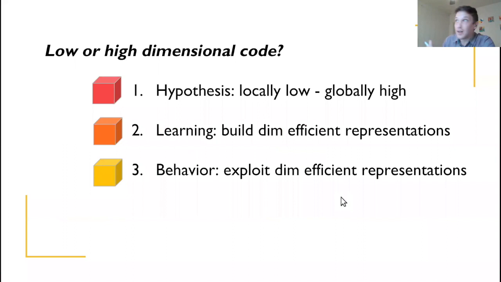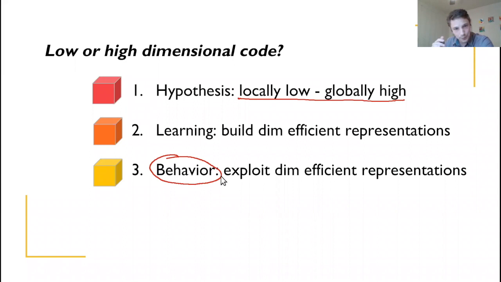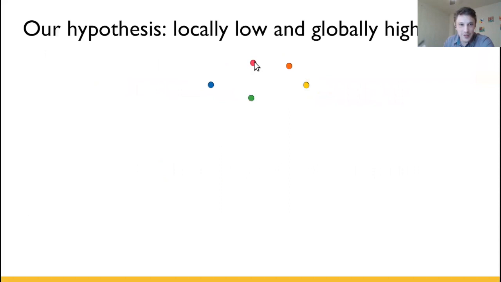Okay, on to the third and last part of my talk, that has to do with behavior. So the second part was just a proof of concept of why learning has to deal with this hypothesis of regularizing my manifold and making it locally low dimensional. But now I will show that also behavior exploits, or can exploit at least, these geometrical features. So this part goes as follows. Let's go back to the discrete hypothesis that I mentioned and consider different states.